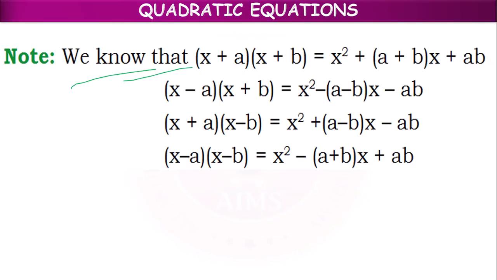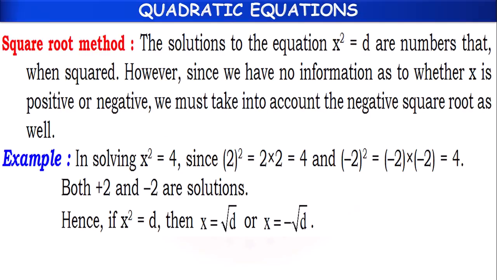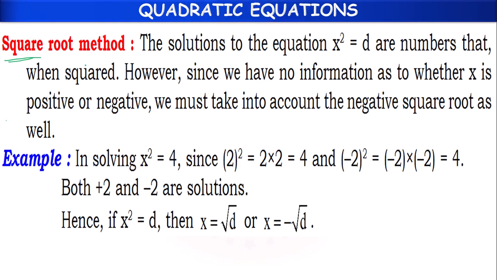So first method completed, children. So factorization method for solving quadratic equation. Next, children, we have square root method. Square root method. The solutions to the equation x square equal to d are the numbers that when squared give d.